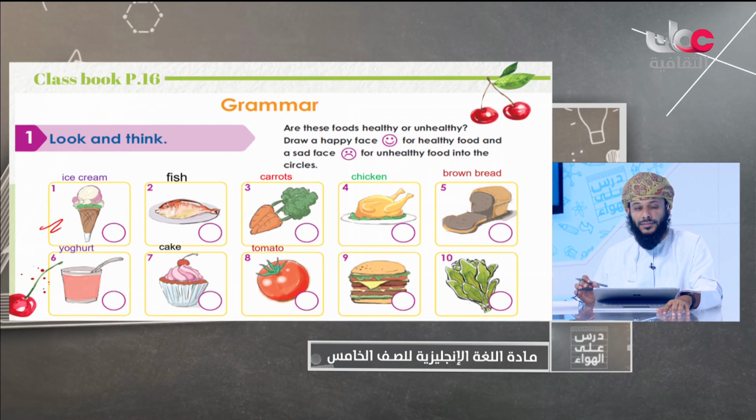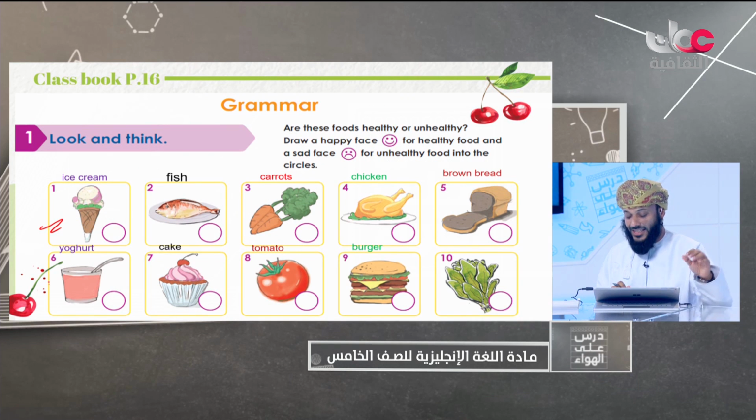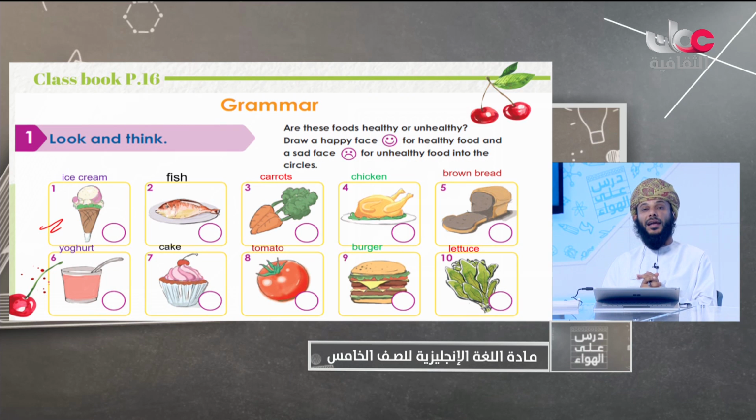Number 9, which is bad for your health. Yes, burger. And the last one, I think it's very new to you. It's called lettuce. Lettuce. Okay. Now we have 10 types of food: ice cream, fish, carrots, chicken, brown bread, yogurt, cake, tomato, burger, and lettuce. Let's decide whether they are healthy or unhealthy by drawing a happy face and a sad face.